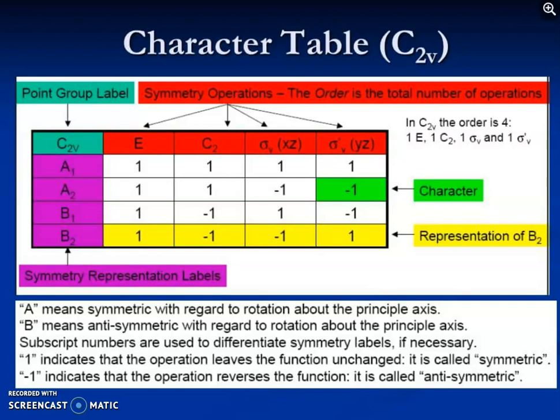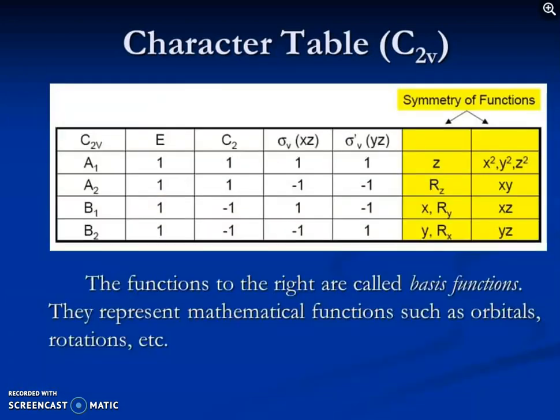1 indicates that the operation leaves the function unchanged, it is called symmetric. -1 indicates the operation reverses the function, it is called antisymmetric. Now friends, C2V, A1, A2, B1, B2, E, C2, sigma V XZ, sigma V prime YZ. So the symmetry functions, you can see z, x squared, y squared, z squared, this is Raman, Rz for A2, x and Ry for B1, and y, Rx for B2, and xy, xz, yz, those are the functions.